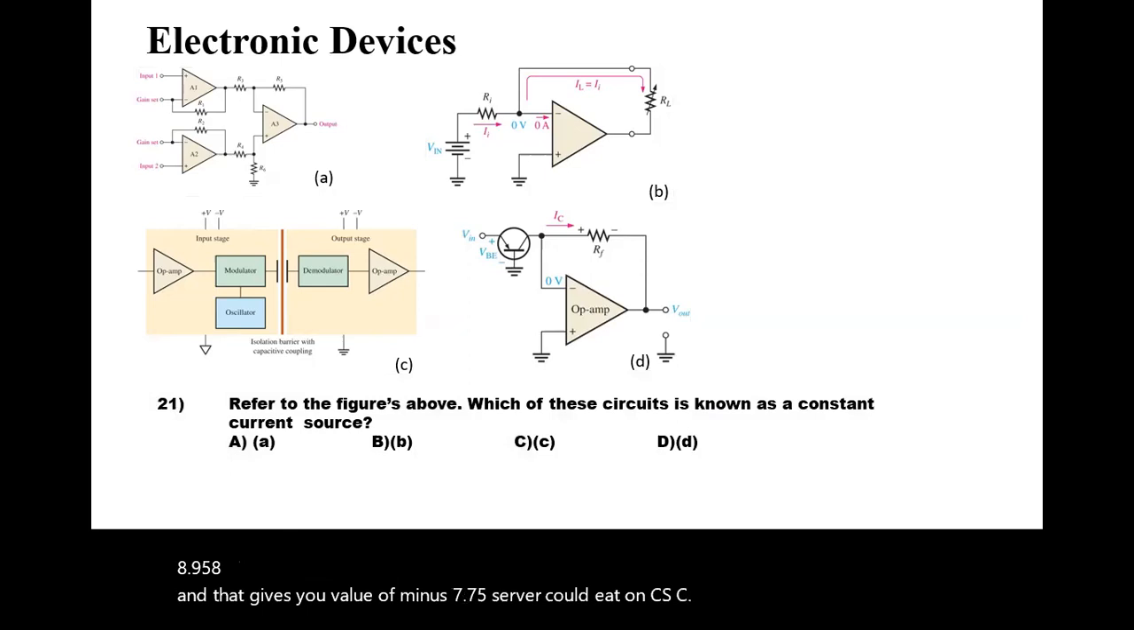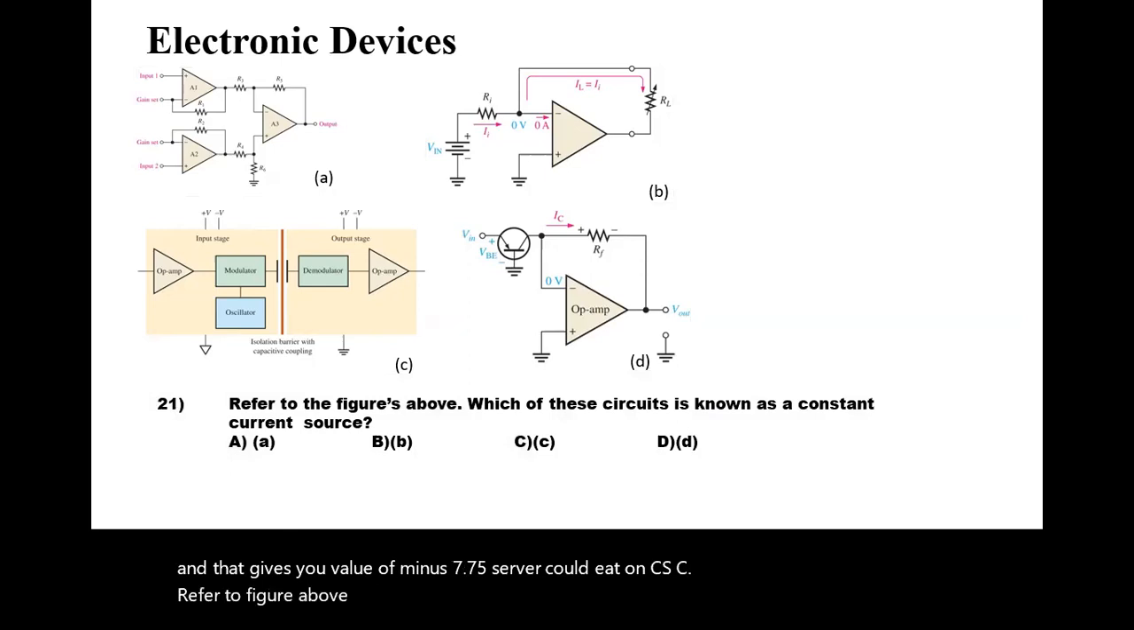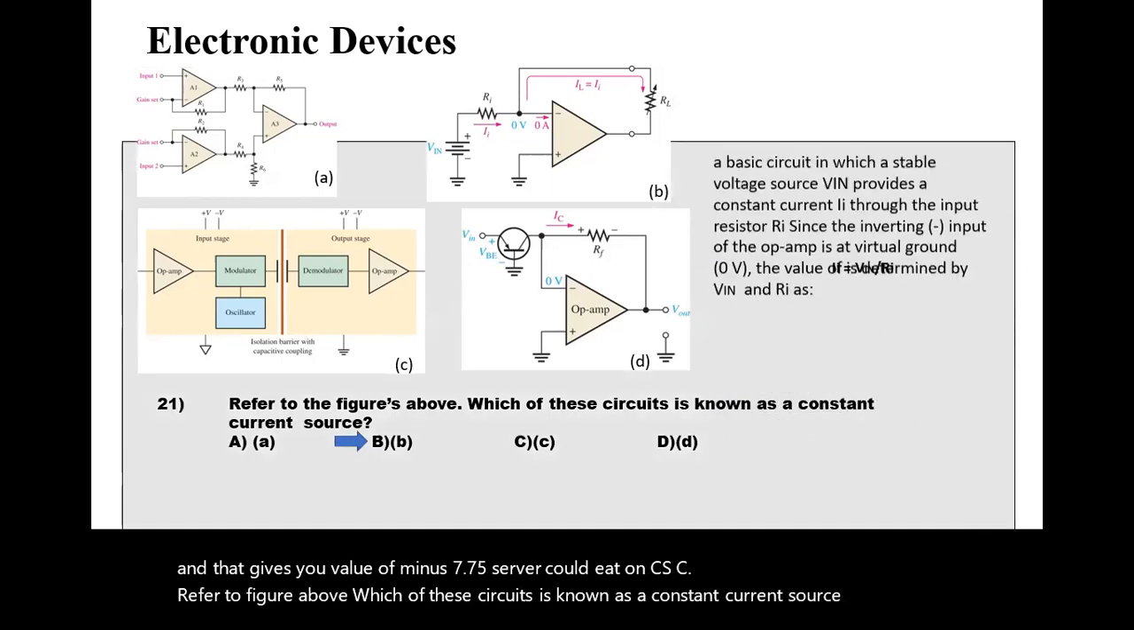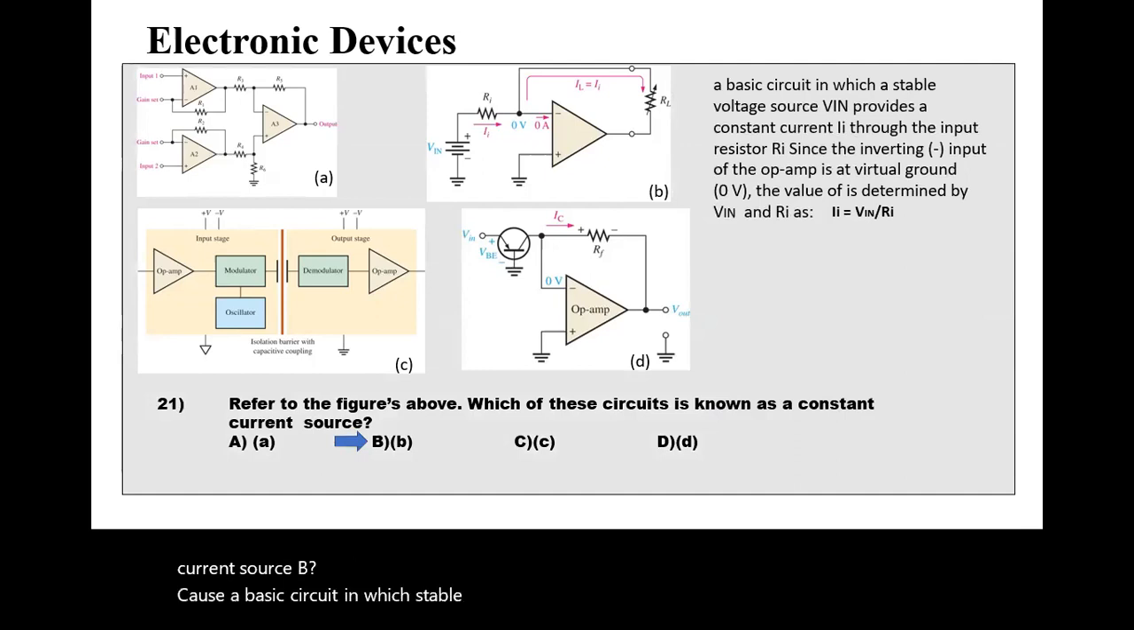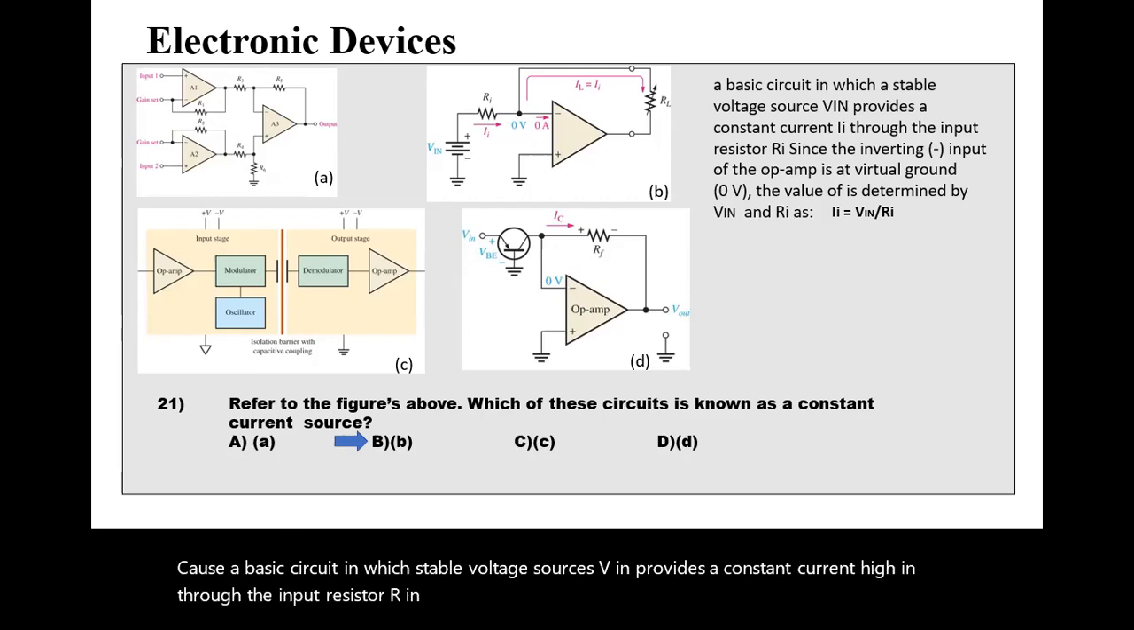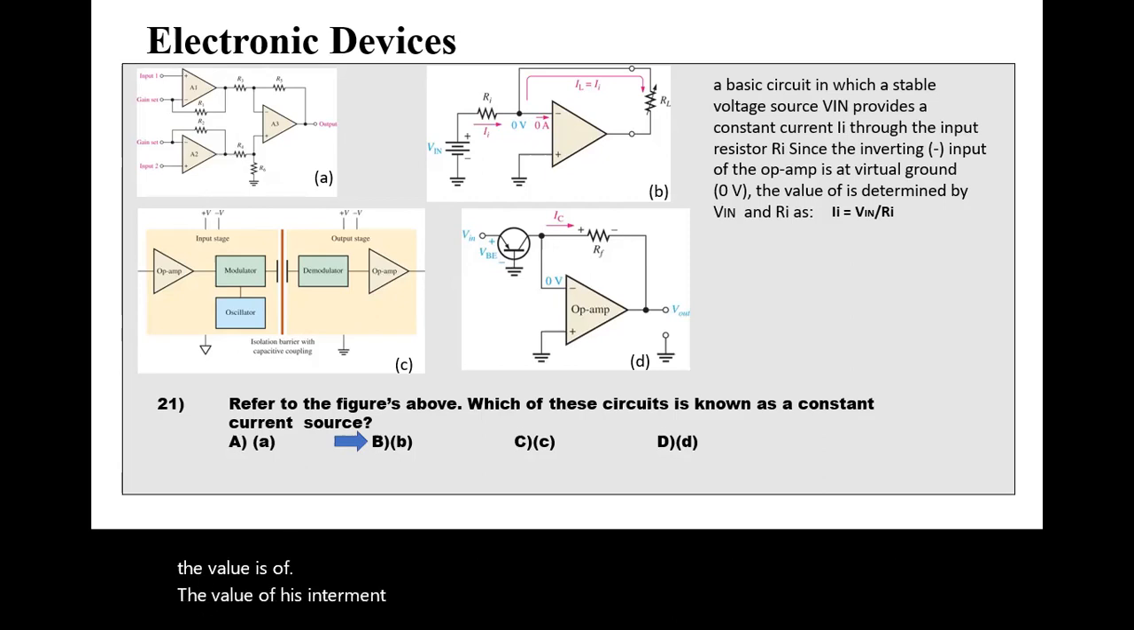Refer to the figure above. Which of these circuits is known as a constant current source? Constant current source is B, because it is a basic circuit in which a stable voltage source V in provides a constant current I in through the input resistor R in. Since the inverting input of an op-amp is a virtual ground, 0 volts, the value of I in is determined by V in and Ri, as I in is equal to V in divided by Ri.